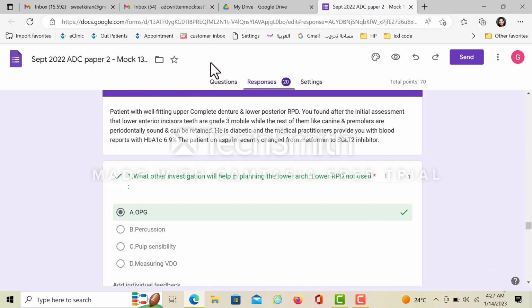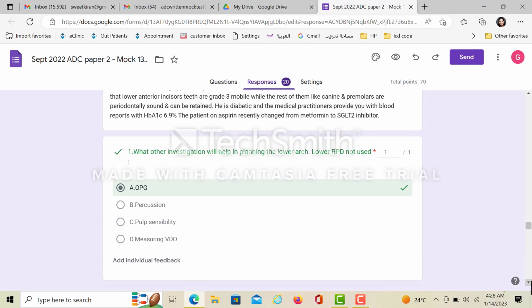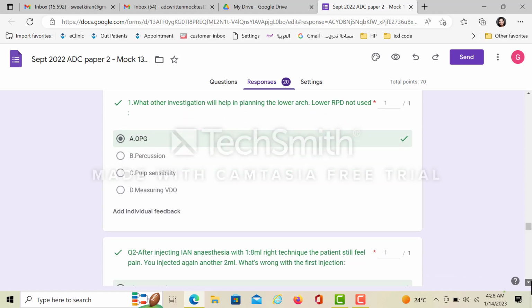So what investigation will help in planning the lower arch, lower RPD not used? OPG any day, because they are grade 3 mobile. We can also go with pulp sensibility test, but OPG would be a better option here because you want to remove them and make sure that no other root pieces are retained, because the patient came to you with a lower RPD. So you're not sure if any other tooth structures are retained. You understand? So you can go with the OPG as an answer.